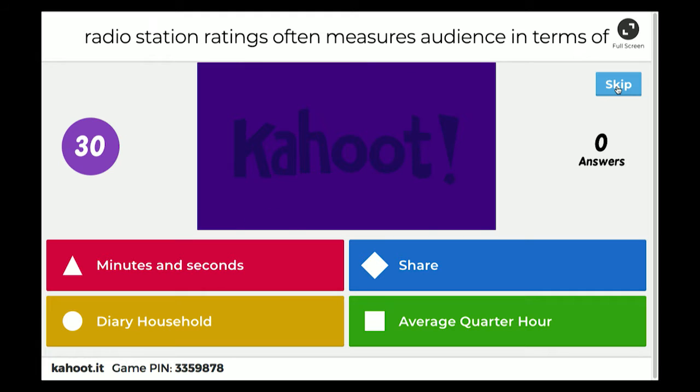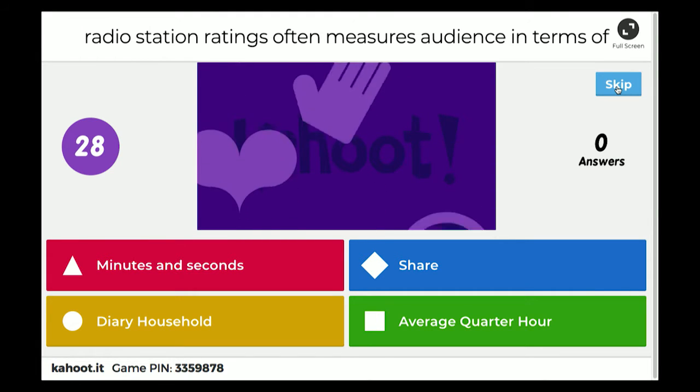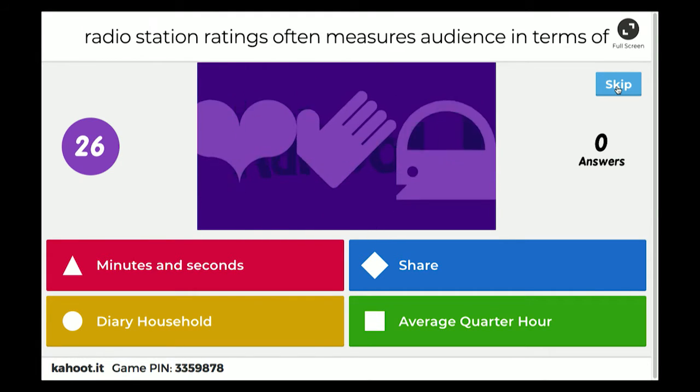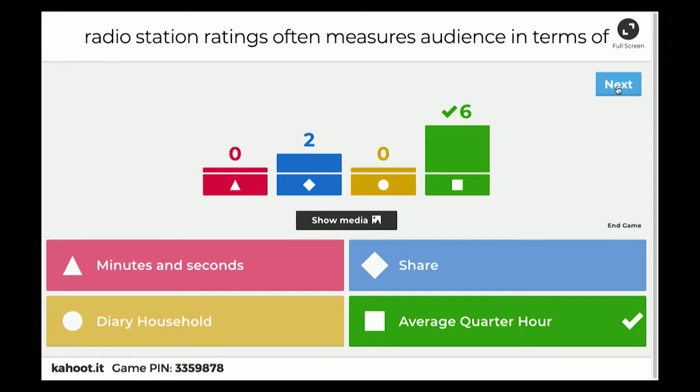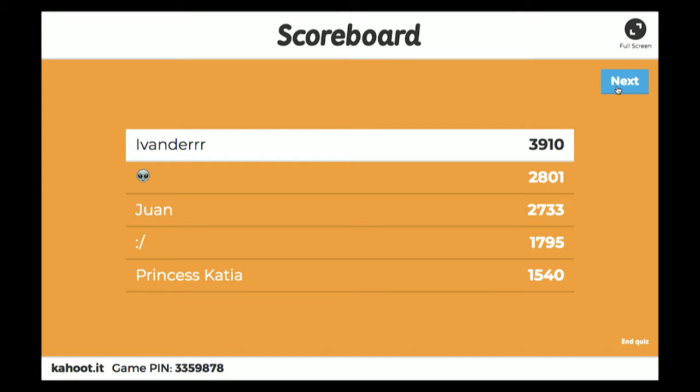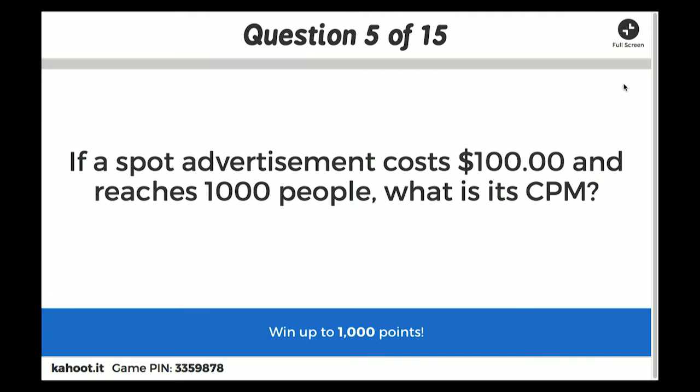All right, radio station ratings often measures audience in terms of what? All right, way to go. Average quarter hour, right? As we said, in radio, people tend to flip channels a lot and then come back to the original station that they flipped away from. So doing it every 15 minutes makes more sense in radio.